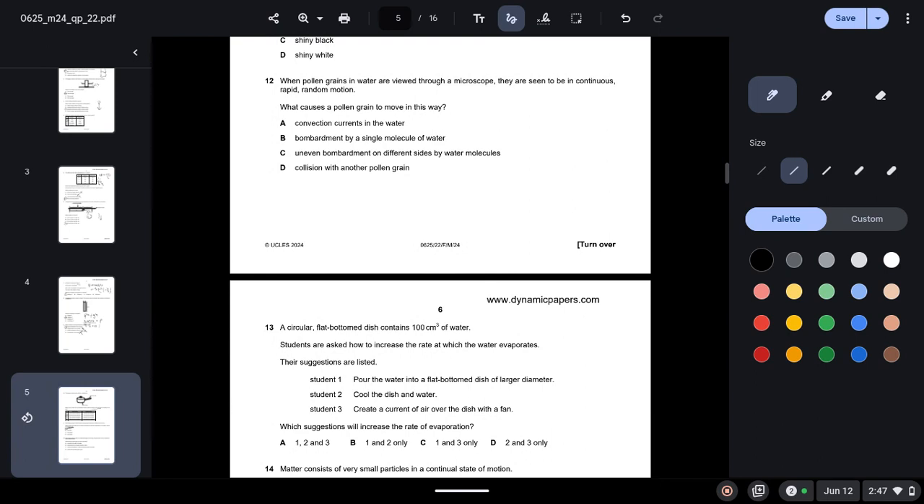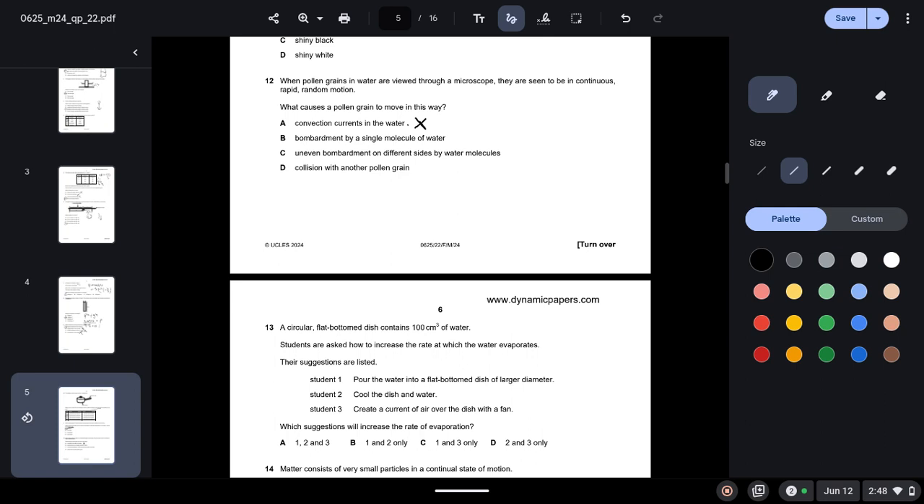When pollen grains in water are viewed through a microscope, they are seen to be in continuous, rapid, random motion. What causes the pollen grain to move in this way? Convection currents in the water. Well, this is incorrect. There are no convection currents in that particular water.